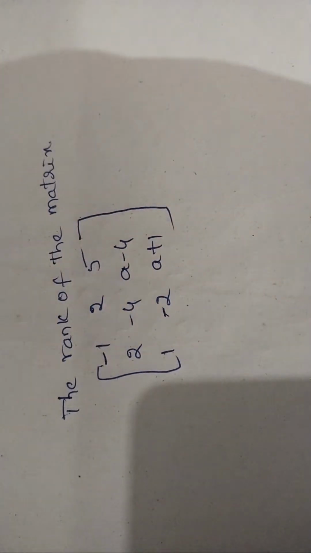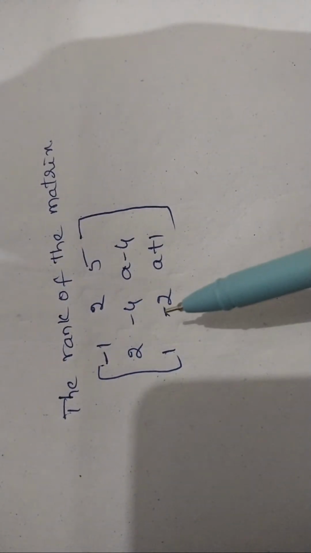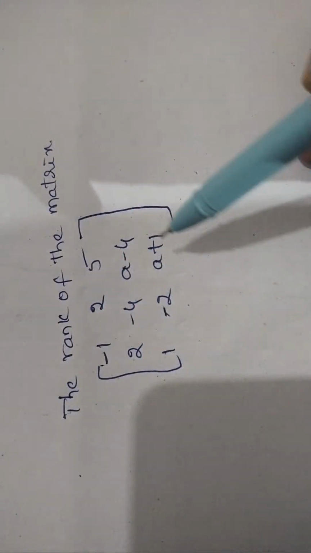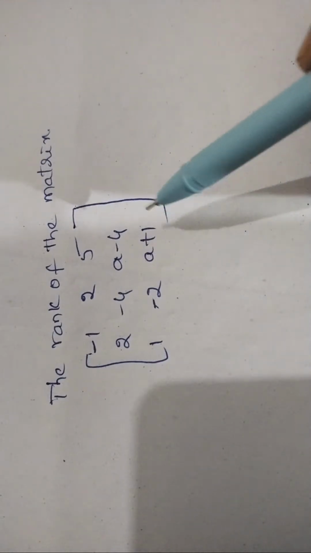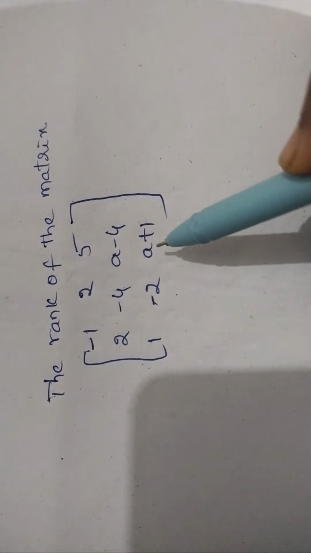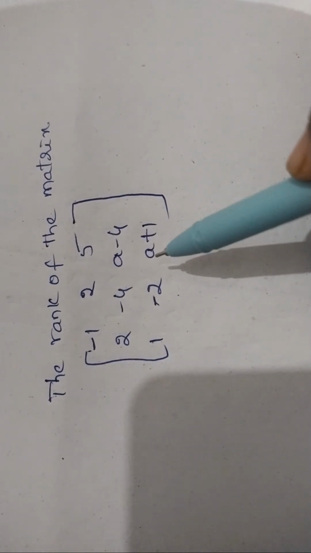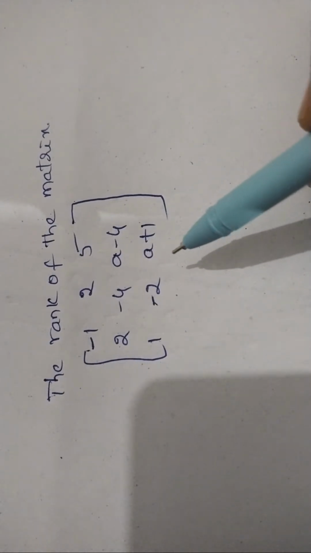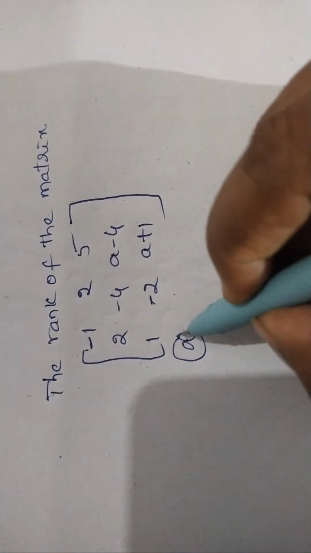If you observe, this question is somewhat different. Before, we have seen only numericals inside the brackets, but here we have variables also. So this time we need to find the variable value and the rank also. How is it possible? They will give options, you check the options.